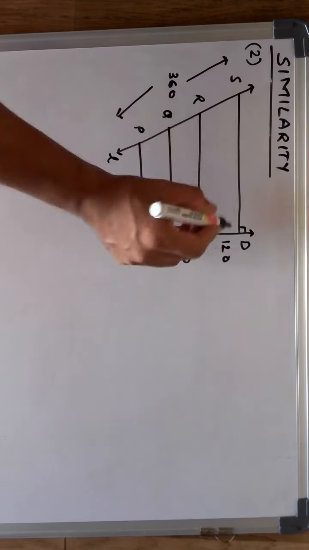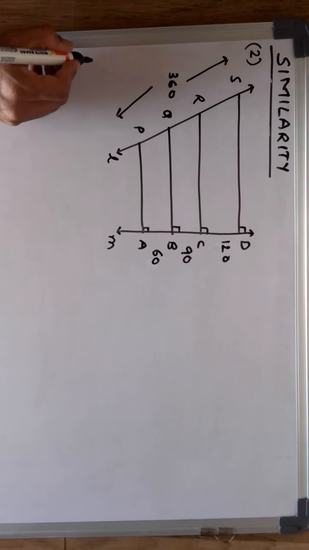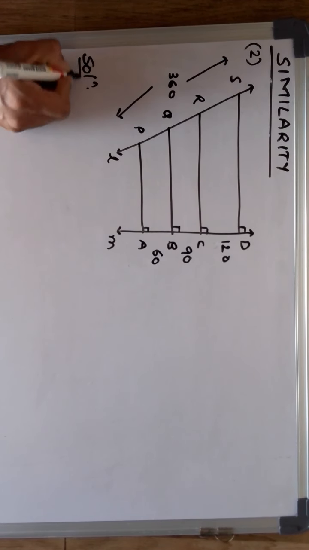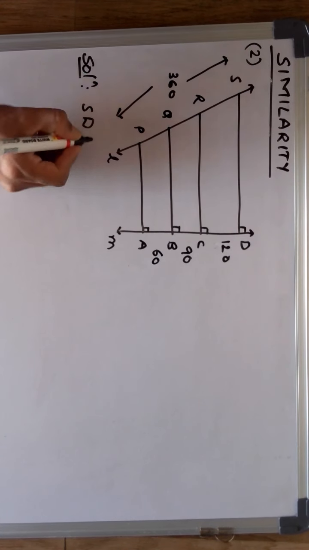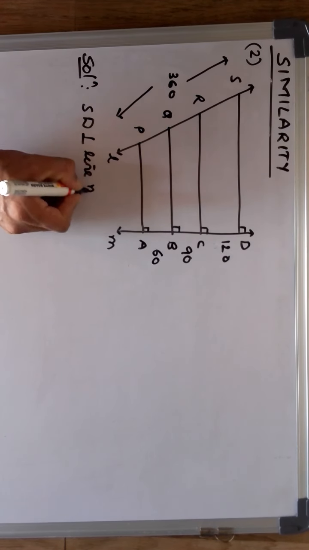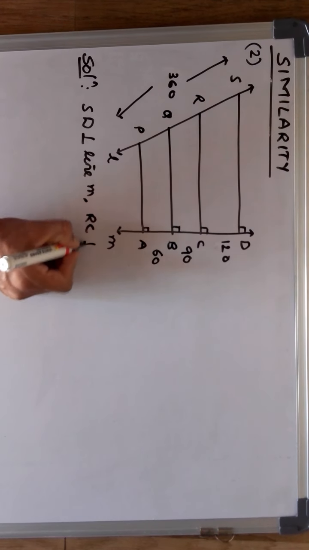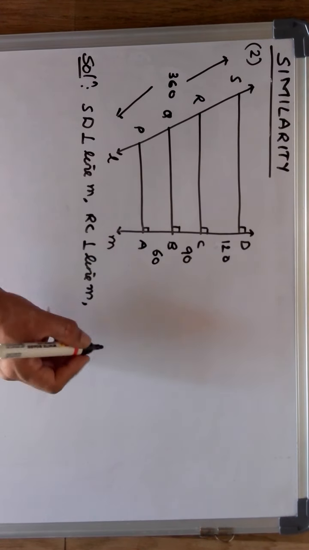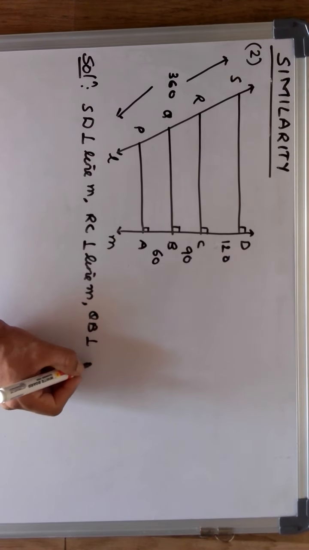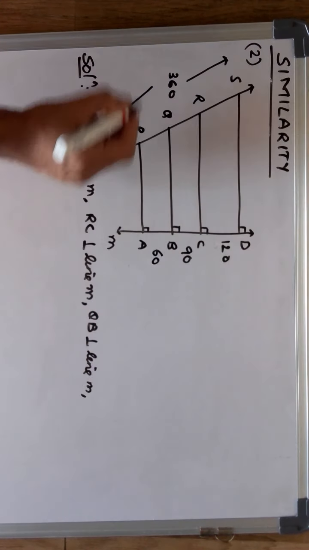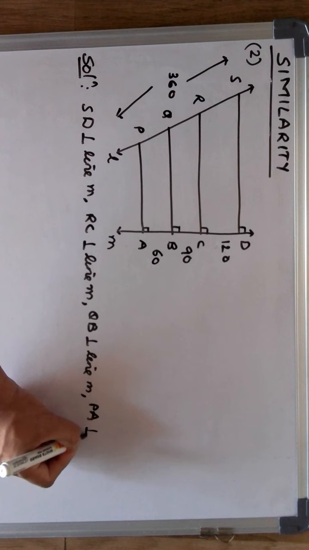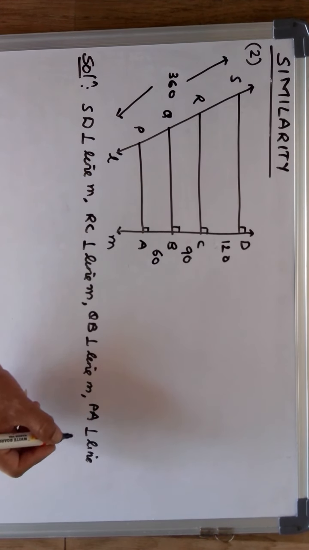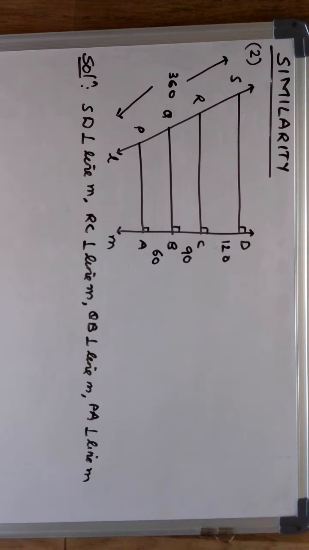And there are perpendiculars drawn on only one line. That is, you can see here: SD is perpendicular to line M. Agreed? RC is perpendicular to line M. Then QB is also perpendicular to line M. And the last one, PA, is also perpendicular to line M. Agreed? So, if this is there, then what do I conclude?